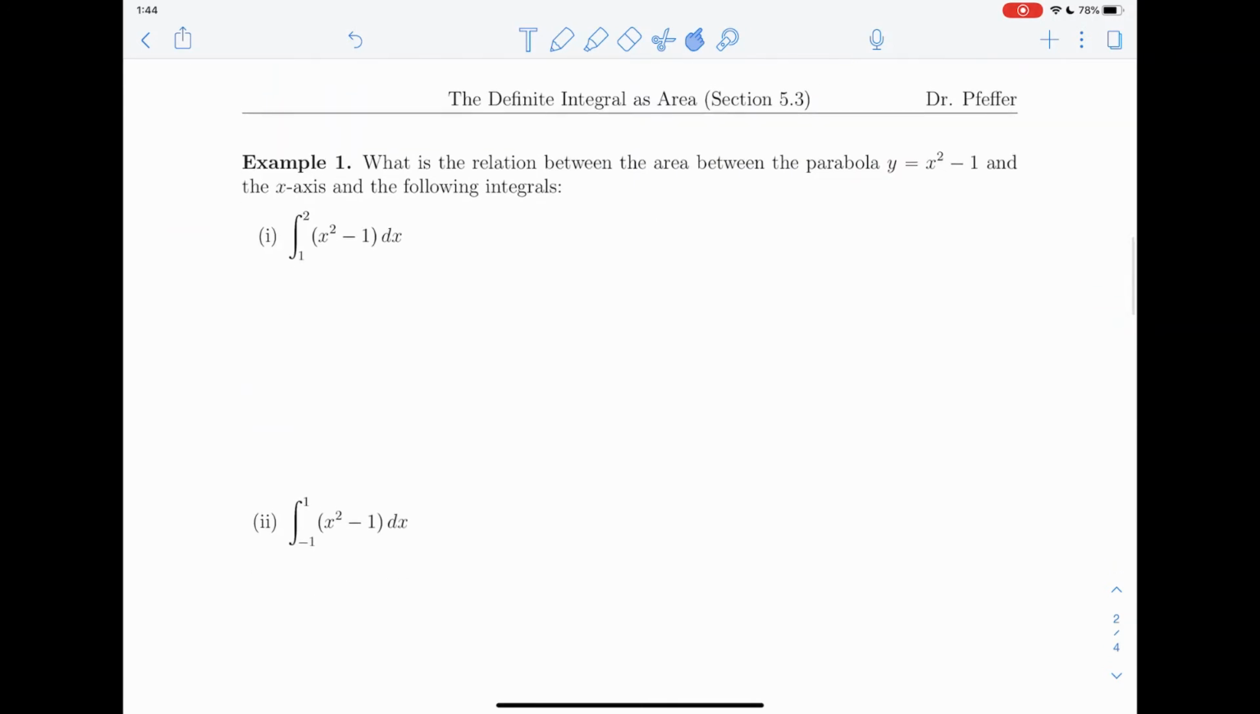Let's take a look at a function. The function here is y equals x squared minus 1. We can draw a picture of what this looks like. Y equals x squared minus 1 is the x squared function that's been shifted 1 unit down, so that might look something like this, where this is a 1 and say this is a 2. This is a negative 1, this is a negative 1. This is my function.